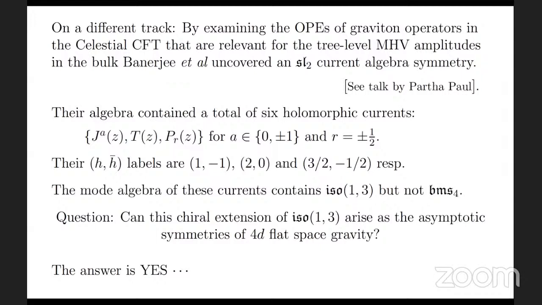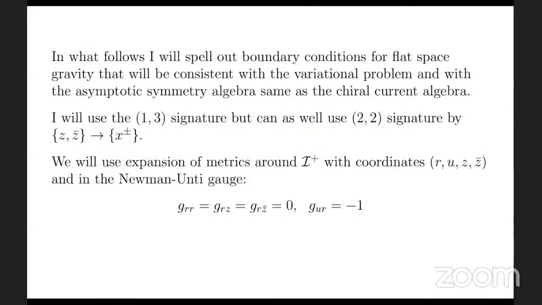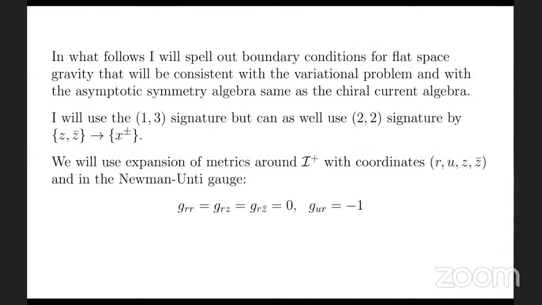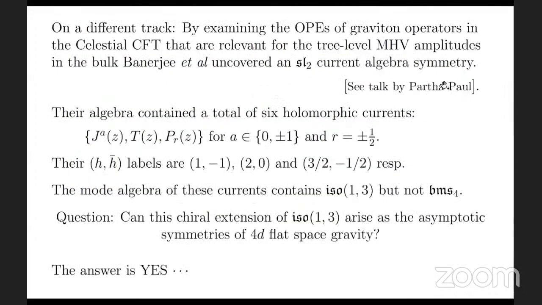So the limited question I want to answer today is, can this chiral algebra be embedded into a gravitational theory by appropriate definition of boundary conditions? The answer is yes, and that's what I'm going to tell you. In what follows, I will spell out boundary conditions for flat space gravity that will be consistent with the variational problem and with the asymptotic symmetry algebra, the same as the chiral algebra, that I have not written down here because it will appear anyway. I will derive it. Or you may have seen it in Partho's talk earlier in the day.